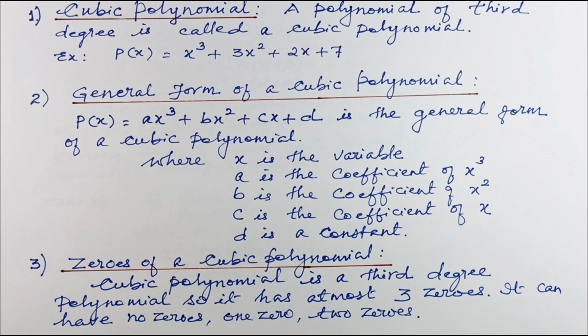Now, the general form of a cubic polynomial is ax cube plus bx square plus cx plus d, and here x is the variable, a is the coefficient of x cube, b is the coefficient of x square, c is the coefficient of x, and d is a constant.